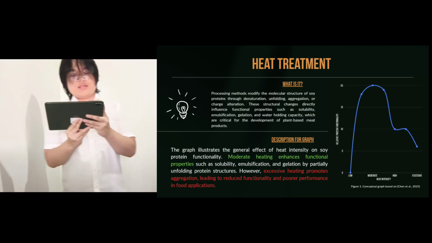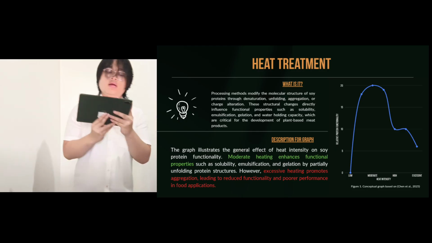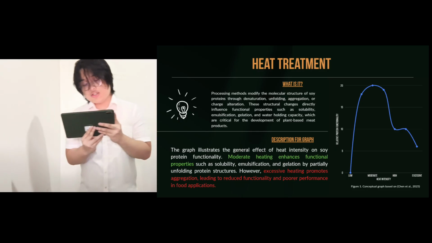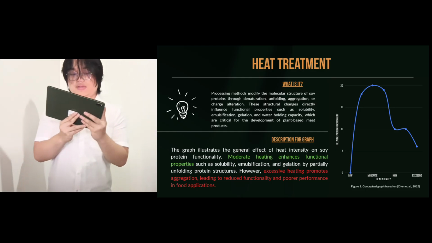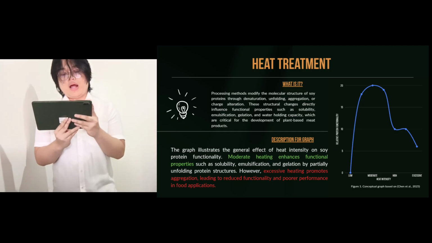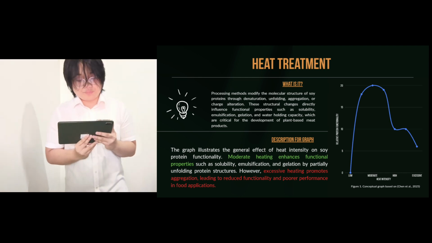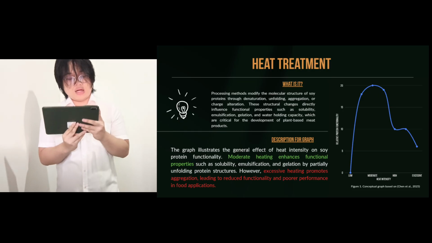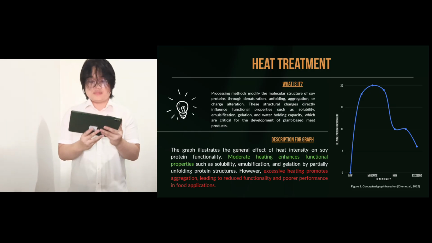So, as shown in the conceptual graph, moderate heating generally improves functionality because it enhances solubility, emulsification, and gel formation. However, excessive heating, as can be seen on the graph, can have the opposite effect. Proteins begin to aggregate excessively, reducing their flexibility and functionality. Therefore, optimizing temperature and processing time is critical for achieving the best functional performance.